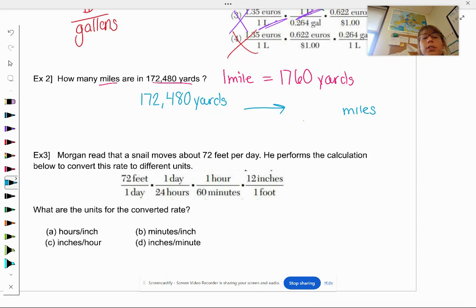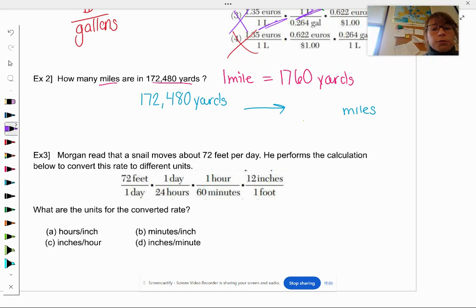So if we start with yards and we're going to miles, what we know is that a mile is actually bigger than a yard. So if I'm taking a smaller unit and I'm going to a bigger unit, I'm going to have less of those units. So therefore, I'm most likely going to be needing to use some division to make that smaller.